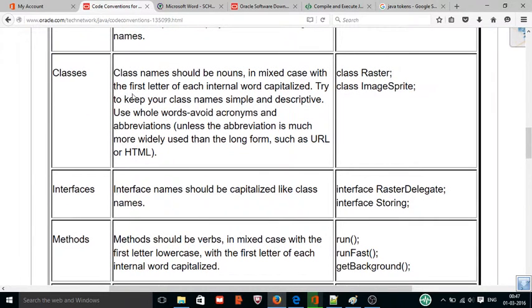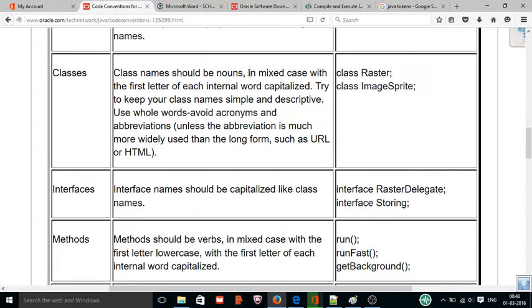The next rule is about classes. We have given names to classes very often, but we never bothered about how to name them and what naming convention we should follow. We randomly gave names like class A, class B, or class Addition, class Subtraction, class Student, and so on. As per the rule, a class name should be a noun. And if it is mixed case, the first letter of each internal word is capitalized.